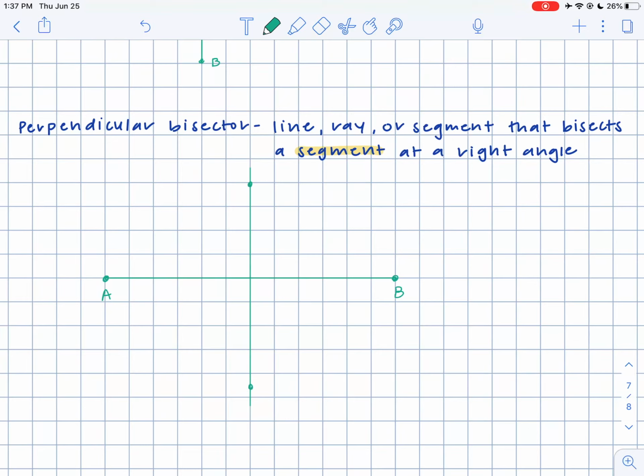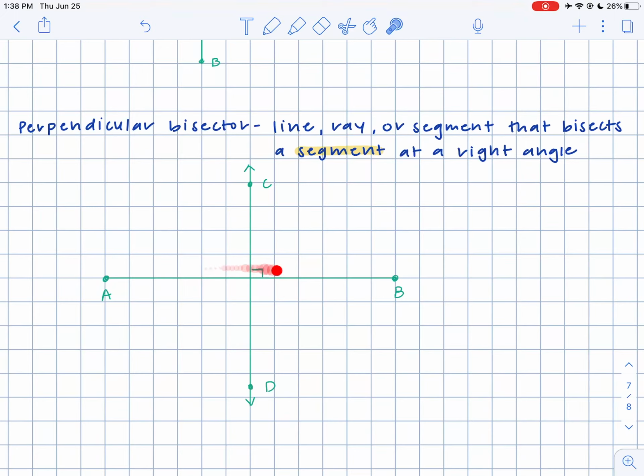And let's call this line CD. So this is our perpendicular bisector. When you think of bi, you can think of 2. So this bisector is cutting this segment into 2 equal parts. So this side should have the same measure as this side. And we say perpendicular because it bisects it at a 90-degree angle.